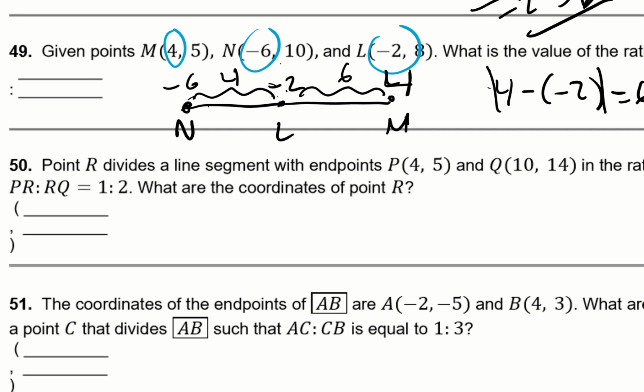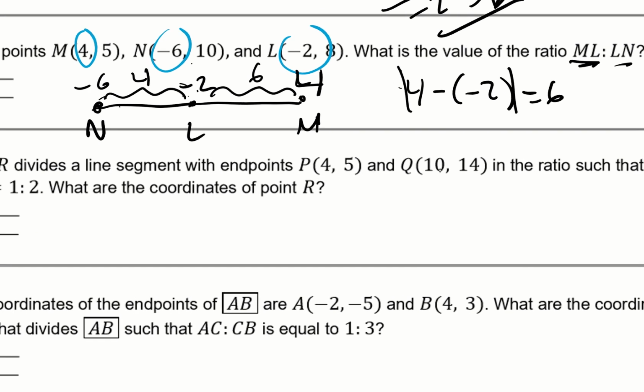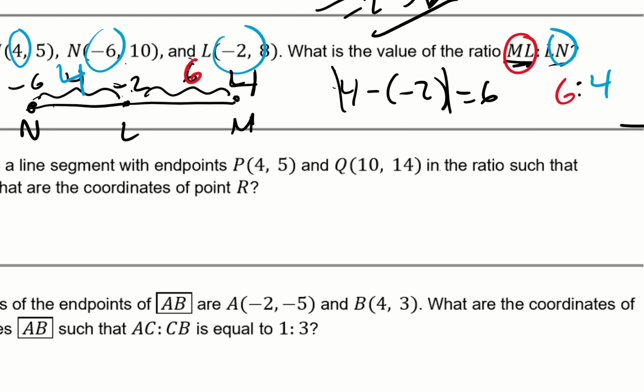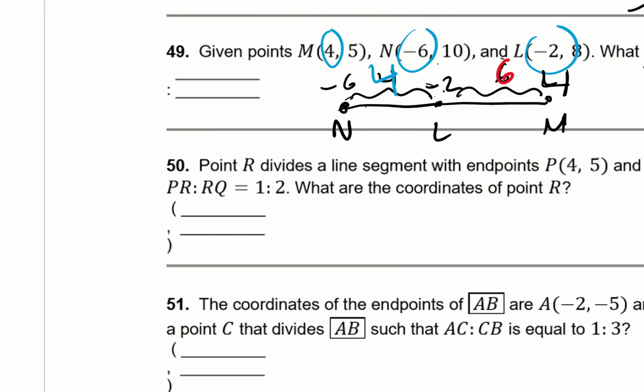Okay, so we've got the distances here. So the ratio here from ML to LN, we want to do M first, so let me color code this. From ML to LN is going to be a 6:4 ratio. You can see that based off of the colors that we have here. And then we can reduce this. Remember, you can divide the top and bottom by 2, and you get a 3:2 ratio.